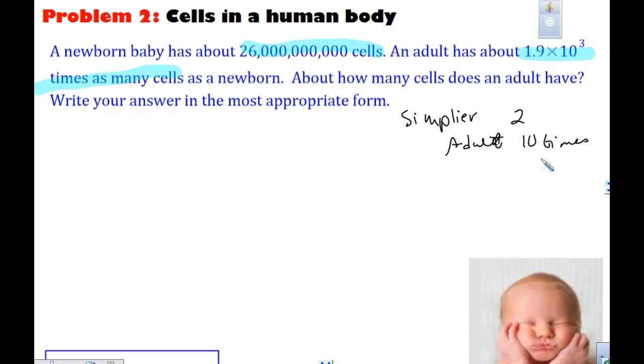Multiply. So people look at this problem and they go, oh, these huge numbers. I don't know if I should multiply. Do what you think. Read the problem and make sense of it first and then plug the numbers in. So we're going to write this in scientific notation. This is how many cells that newborn is born with. 2.6, we're going to put times 10 to the what power?